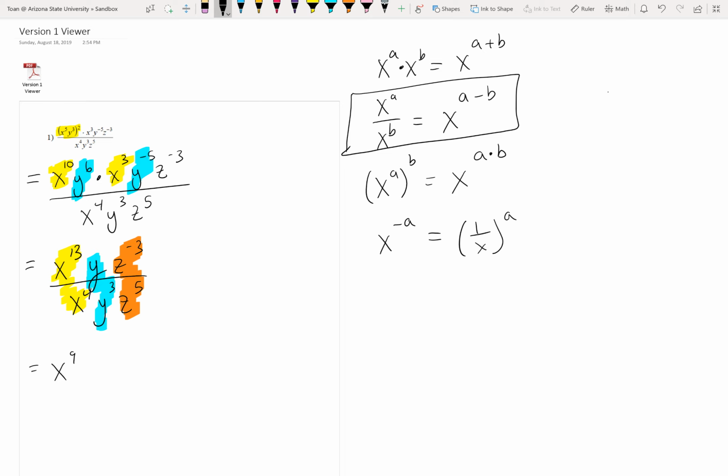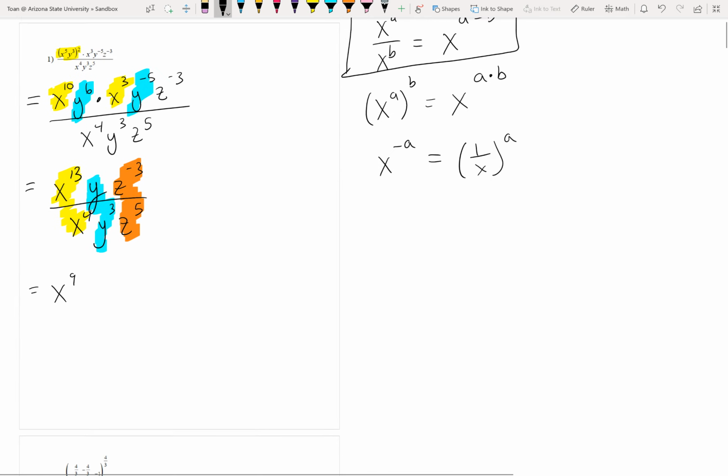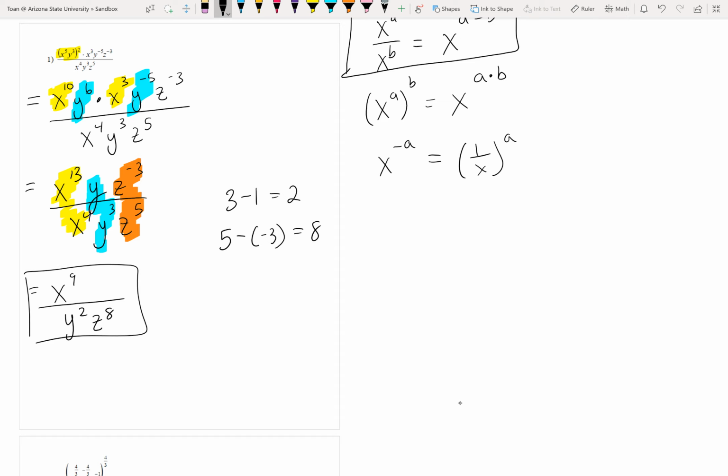What I like to do instead is big minus small. I just have to remember if I'm going to do big minus small to put my answer wherever the bigger exponent was. For example, in the y's case, we have y cubed is the bigger exponent, so I'm going to do 3 minus 1, which is 2. But I'm going to put the y squared in the denominator because that's where the bigger exponent was. Same thing with the z's. The bigger number is 5, and I'm going to subtract the smaller number of negative 3, which gives me 8. But I'm going to put the answer, z to the 8, in the denominator because that's where the bigger exponent was. This is the simplified form for number 1.